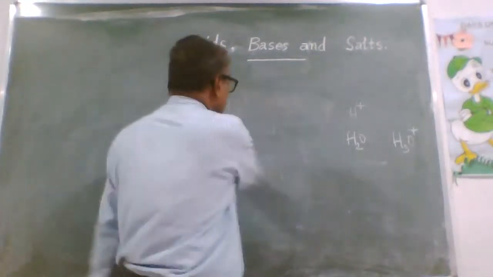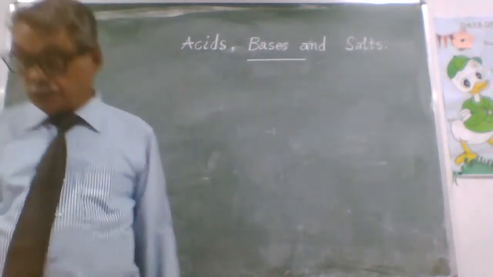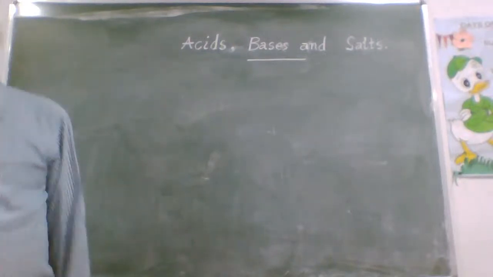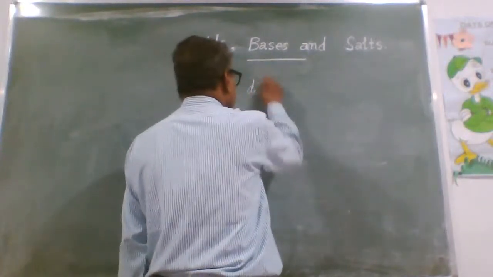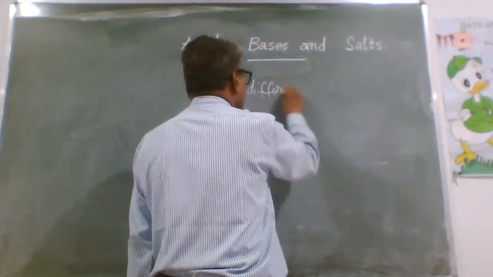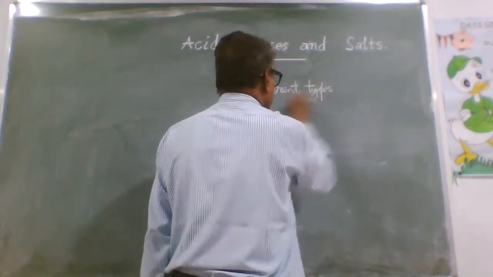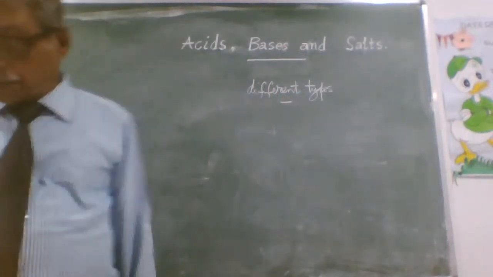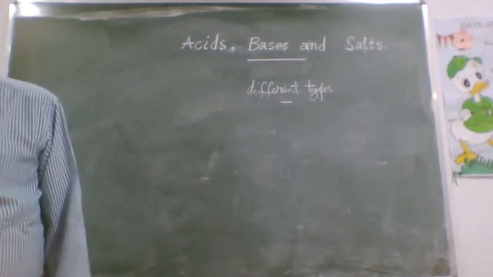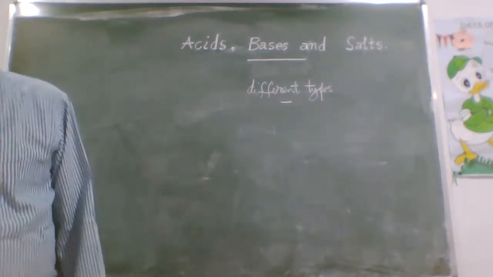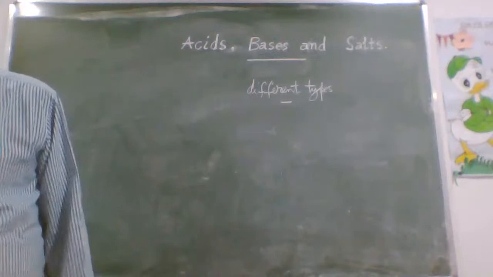Now, that's the definition of acid. I hope you understand the definition of acid. Now, acids are of different types, depending upon their origin, where from they come.